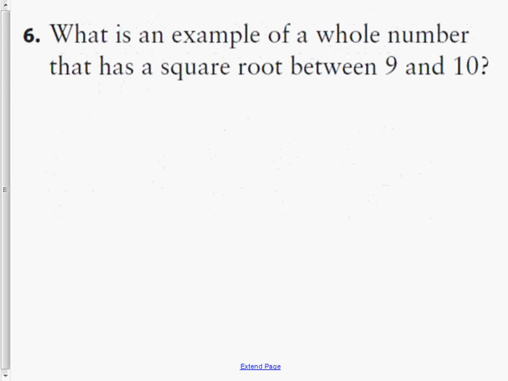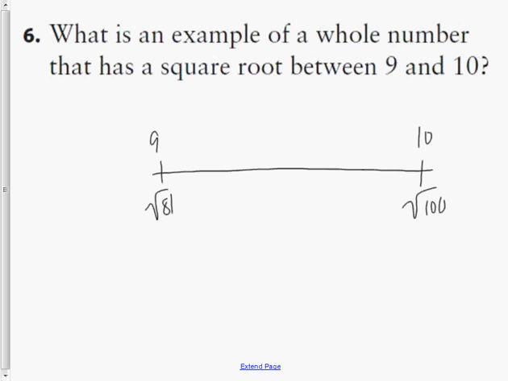Question 6 says, what's an example of a whole number who has a square root between 9 and 10? So just like our show you know, we're going to put 9 here with a square root of 81. We're going to put 10 here with a square root of 100. And we're going to say any whole number, so the range who would have a square root of 9 decimal something would be any number from 82 all the way to 99.